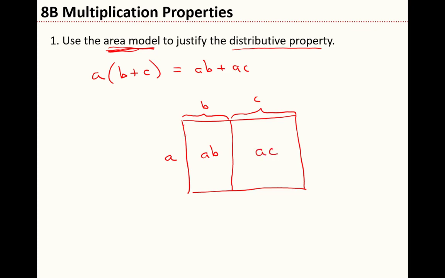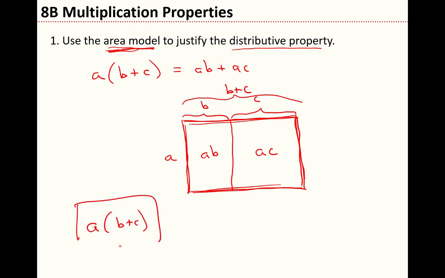But look at this. What about the area of the overall big rectangle? What is the area of the big rectangle? So that has side length b plus c. So the overall area is a times b plus c. That big area of the rectangle is equal to the smaller area on the left plus the smaller area on the right. And there, the area model of multiplication is a nice justification for the distributive property.